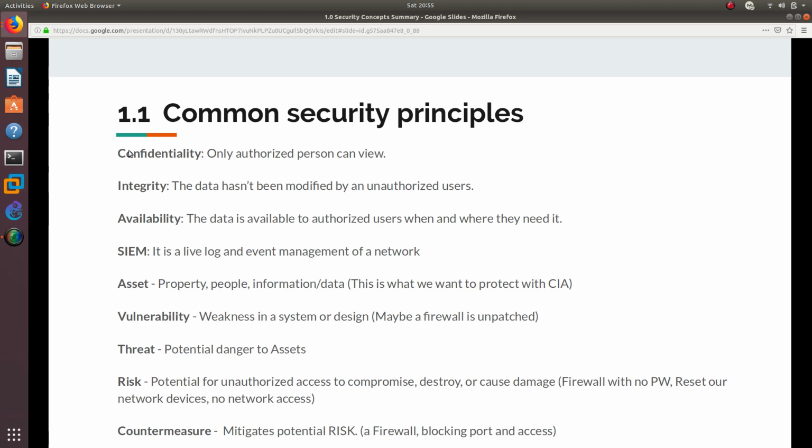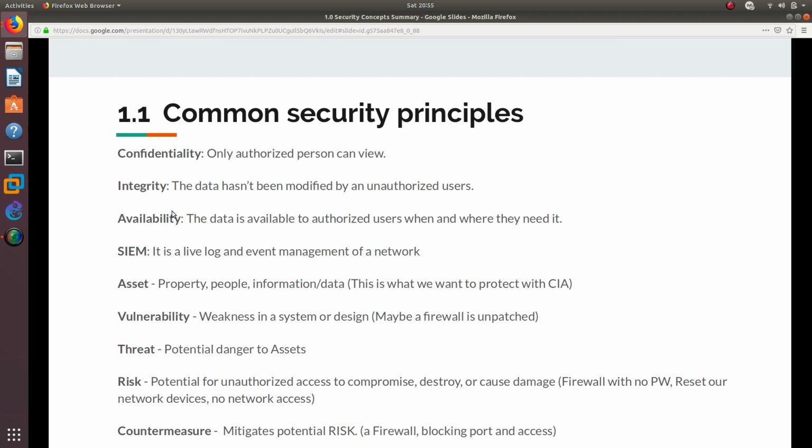You need to know the CIA, which is confidentiality, which means that only authorized persons can see the data, and you can do that by having a username and a password. Then we have data integrity. This is when the data hasn't been modified by unauthorized users, and you can have data integrity by using a hash. You can use either SHA-1, SHA-2, or MD5.